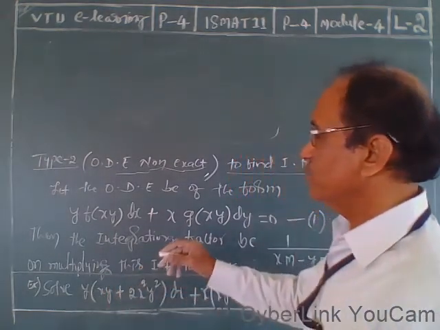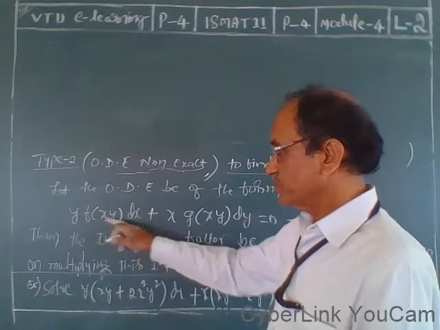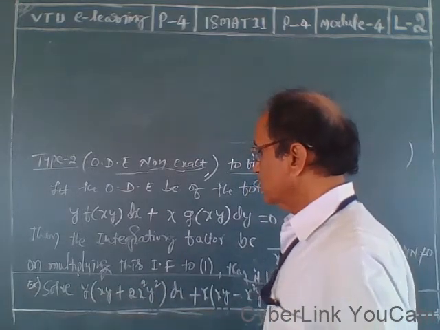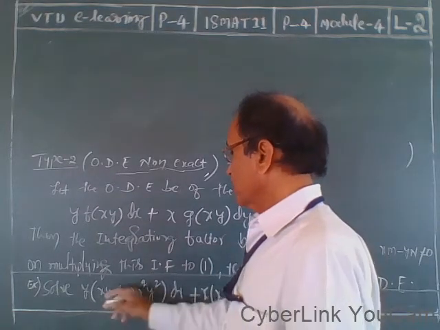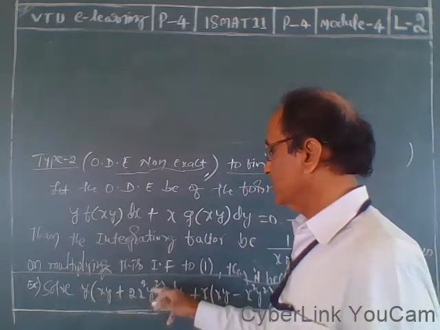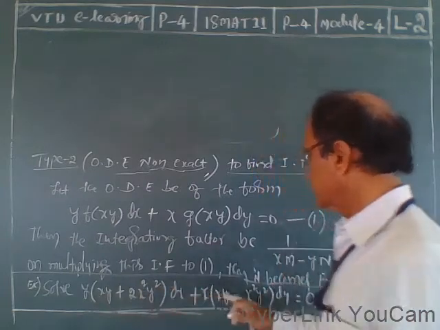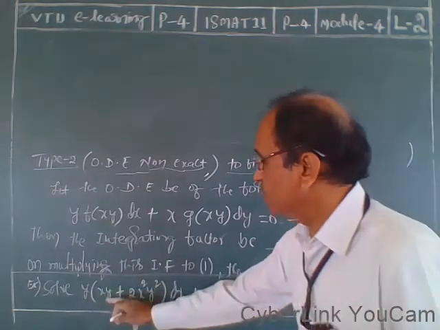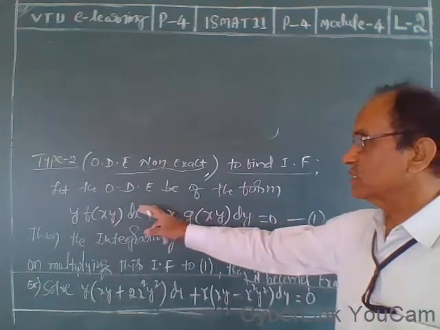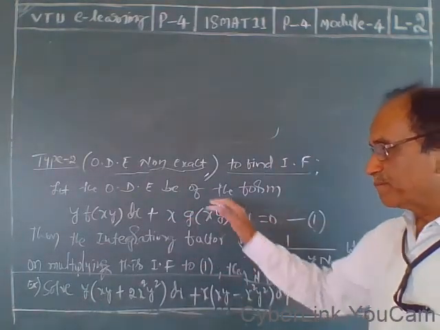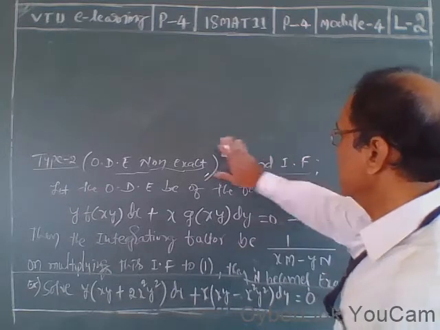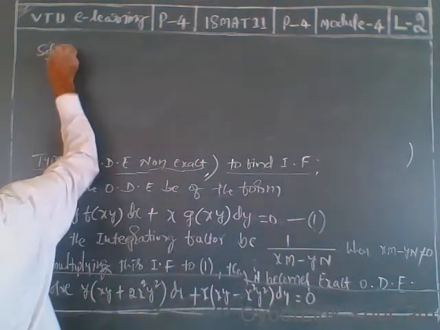This problem exactly matches y into f of xy. That means this is a function, f of xy. What is this function? It is xy plus 2 into x square y square. This is a product and this is a product, so totally 4 terms, exactly all 4 terms are of the same type of products. That is the general form of the given differential equation, and we can easily compare with type 2 and apply the solution procedure. Now you have to solve this differential equation.